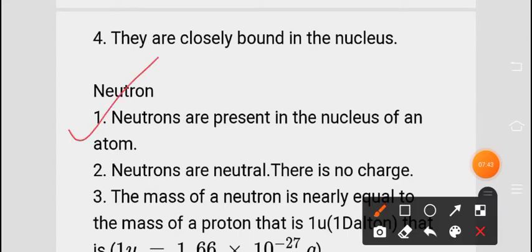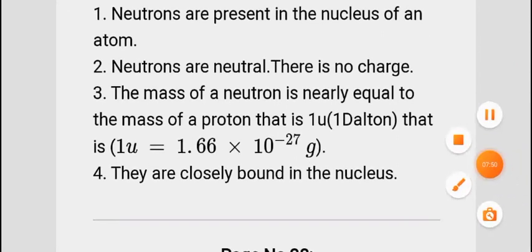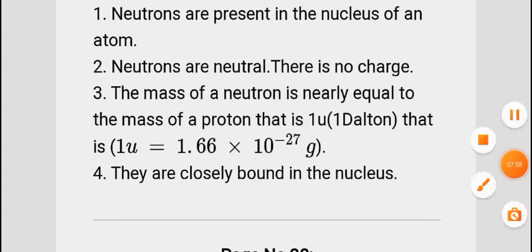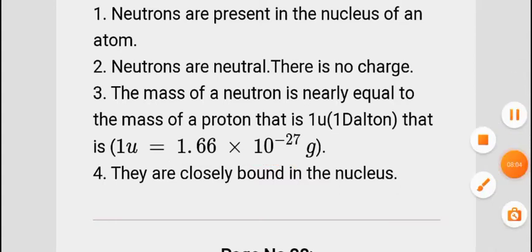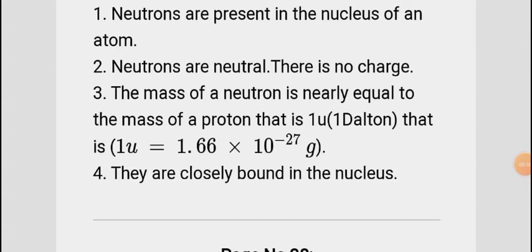Next is the neutron. Neutrons are present in the nucleus of an atom. Neutrons are neutral, meaning there is no charge. The mass of a neutron is nearly equal to the mass of a proton, that is 1 unit, Dalton we can say, and it is 1.66 × 10^-27 gram. They are closely bound to the nucleus.